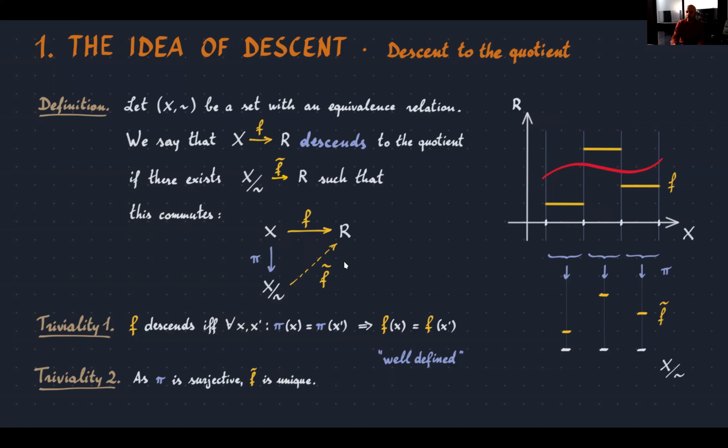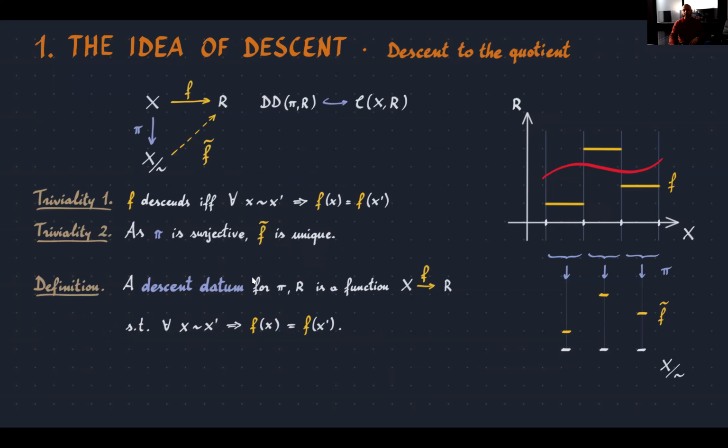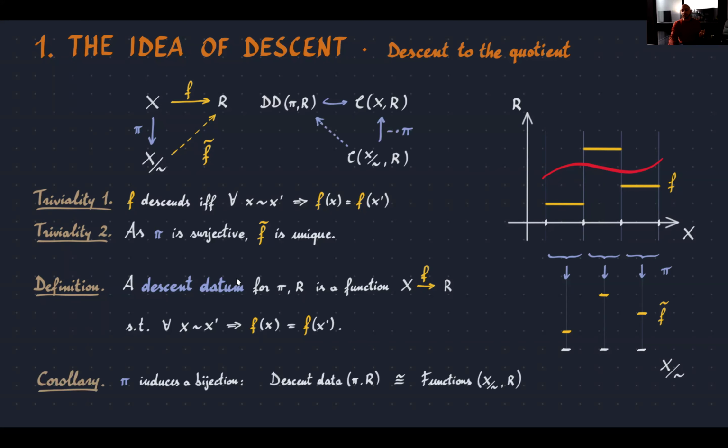Everybody with me? Okay, now, definition. A descent datum for pi and r is a function that should descend, as in, such that it respects the equivalence classes. Maybe it even has more equalities, but not less. Okay, that's the descent datum. And so the corollary that we have is that precomposition with pi induces a bijection between the functions out of the quotient and not every function out of x, of course, but just the descent data. So there's a bijection between this Hom set and the set of descent data.